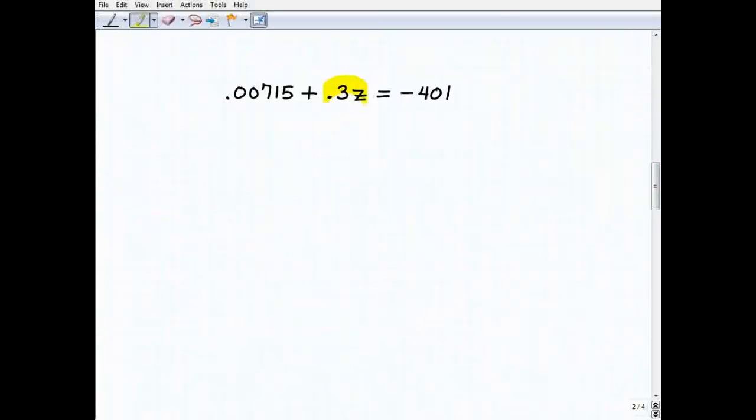In this equation, 0.3z is our variable term. So we're going to subtract 0.00715 from both sides of the equation. Now, another thing I want to mention here is to give yourself enough room to work.